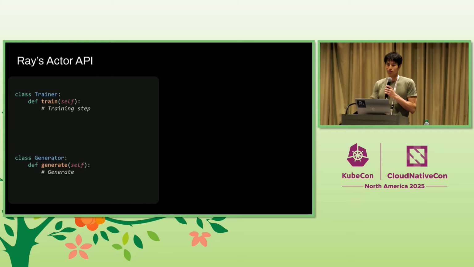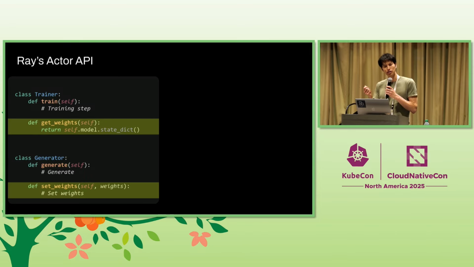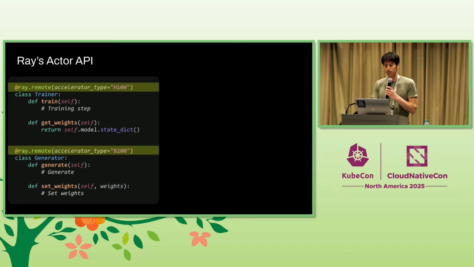So this is a totally different topic. This is a detour to explain Ray's Actor API. So imagine I want to do reinforcement learning. I just mentioned there's two different parts. I've got training for updating the model, and I've got a generator that's going to generate new data. And I also need to move the weights from the trainer to the generator throughout the algorithm, so I have some get weights and set weights methods.